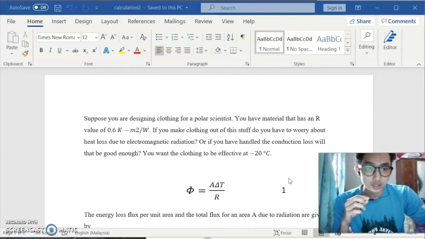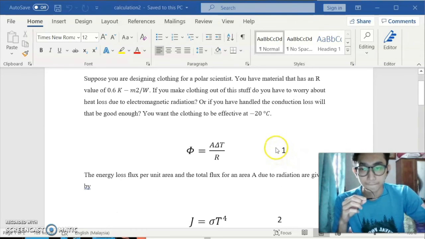Now I will talk about calculation number 2. The question is, suppose you are designing clothing for a polar scientist. You have material that has an R value of 0.6 Kelvin meter square per watt. If you make clothing out of this stuff, do you have to worry about heat loss due to electromagnetic radiation? Or if you have handled the conduction loss, will that be good enough? You want the clothing to be effective at negative 20 Celsius.